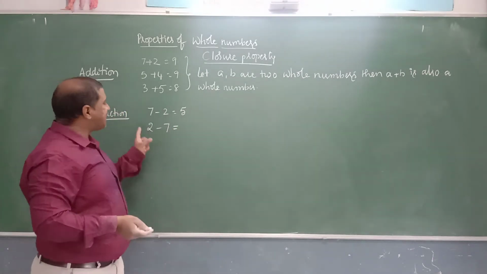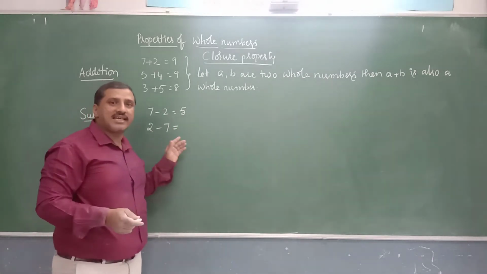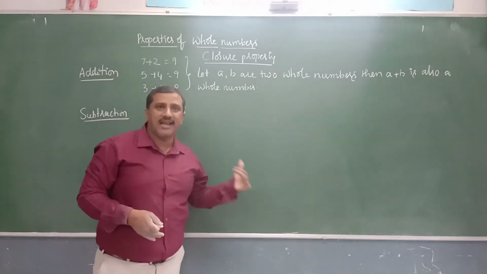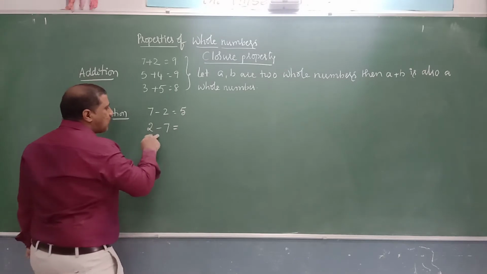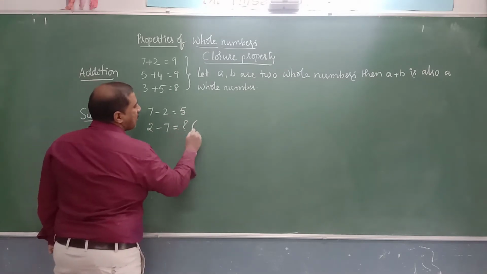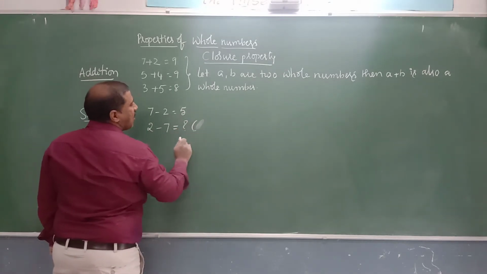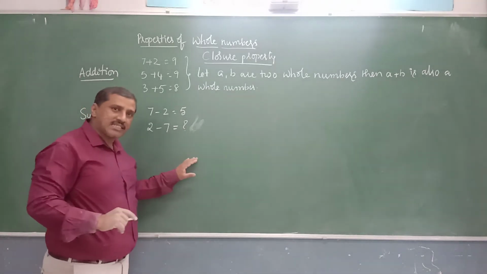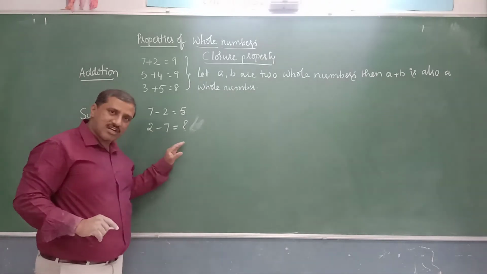Why? Because 7 is greater than 2, we will get a negative number. That concept we will study in integers. So 2 minus 7 is not a whole number. Am I right or wrong? 2 minus 7 gives us minus 5, which is not a whole number.